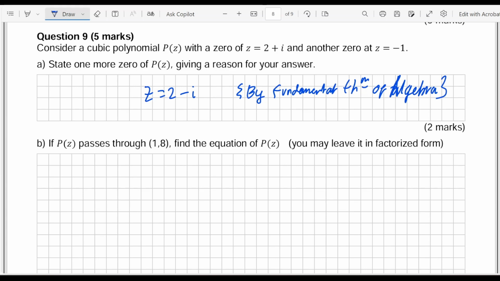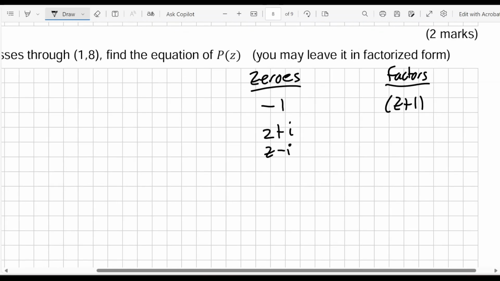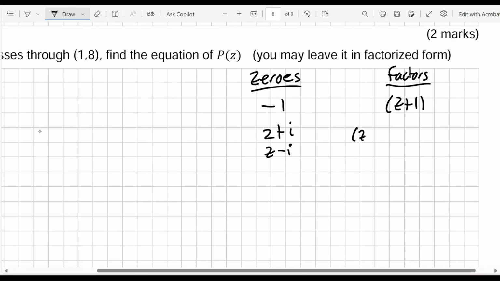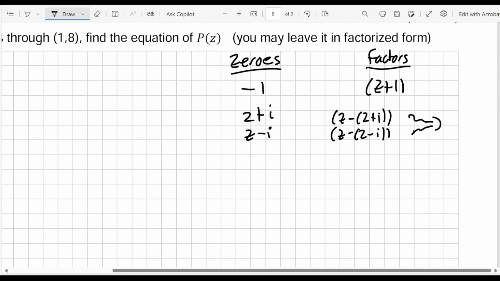So I like to sometimes keep my list of zeros and then the corresponding factors to them. One of my zeros is minus 1, so z plus 1 will be a factor there. One of my zeros is 2 plus i, and the other one is 2 take i. Now, technically, the factor here is going to be z take 2 plus i, and this one is going to be z take 2 take i. And you could FOIL those two out to get the quadratic factor. But we have a more efficient way of doing this into a quadratic factor.